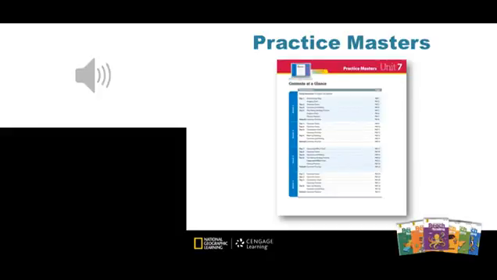Now flip to the Practice Masters tab. All the Practice Masters for the unit are included in the Teacher's Edition, and the back of the tab lists which ones apply to each lesson and what page they're found on. These are also available on MyNG Connect.